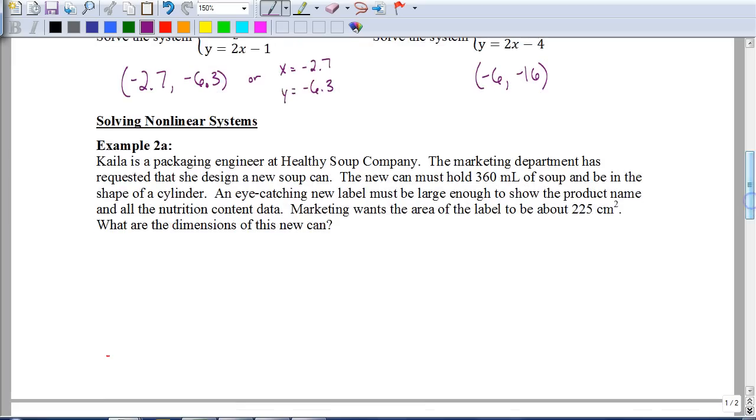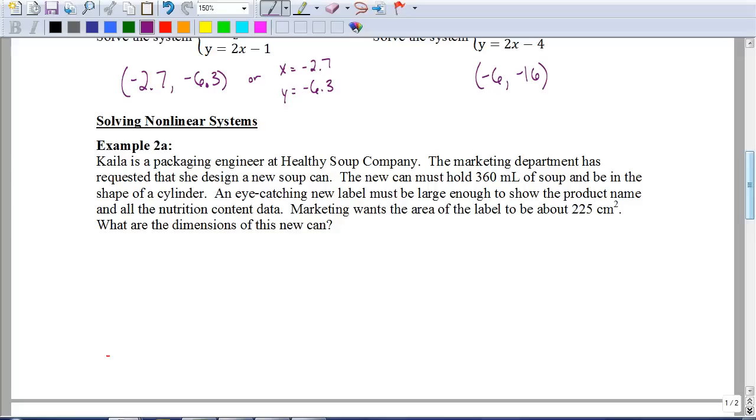Now let's see how we use this. Here we have Kayla, a packaging engineer at Healthy Soup Company. The marketing department has requested that she design a new soup can. The new can must hold 360 milliliters of soup and be in the shape of a cylinder. An eye-catching new label must be large enough to show the product name and all the nutritional content data. Marketing wants the area of the label to be about 225 square centimeters. What are the dimensions of this new can?